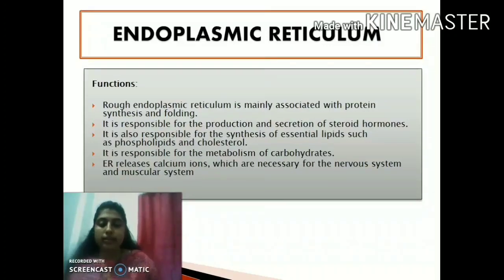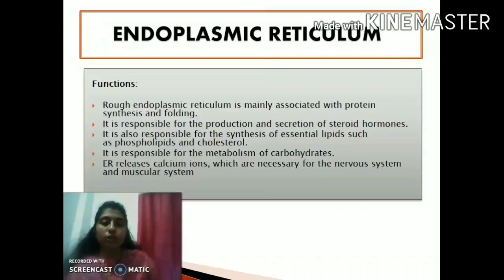Clear? Next, the endoplasmic reticulum is responsible for the production and secretion of different types of steroid hormones. These are the hormones which are derived from lipids, or these are lipid derivative hormones.